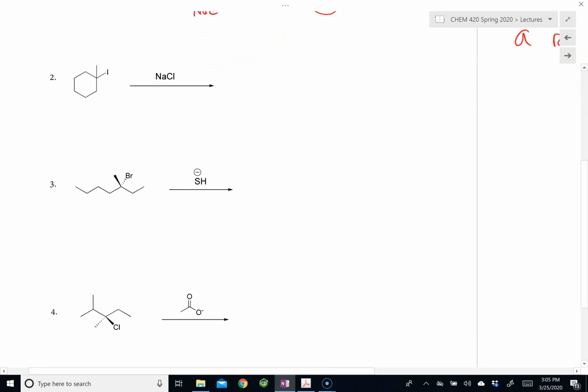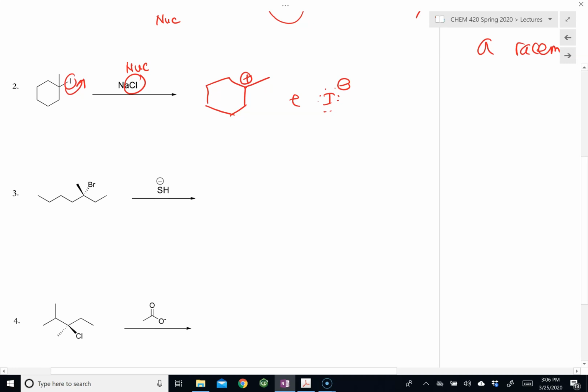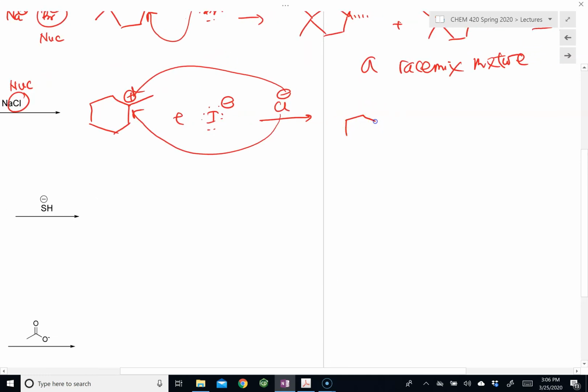And now let's try number 2. So here in this case, what would be the product? The chlorine here is the nucleophile, and that would come in to replace the iodine. Because the first step that will happen is the iodine breaks off first to form the carbocation. So initially, we will be forming this carbocation. And now the chlorine can come in to attack either from the top or from the bottom, and we'll again be making a racemic mixture.